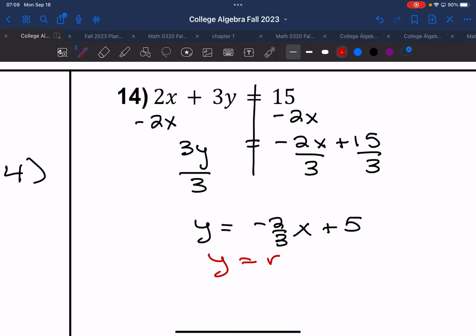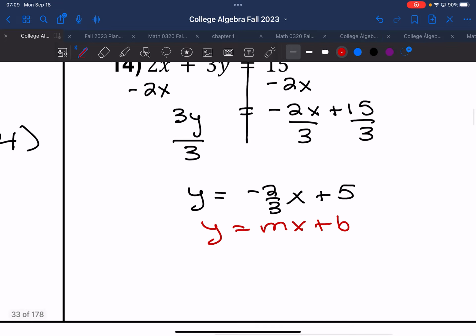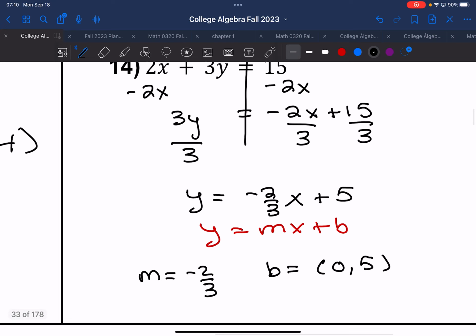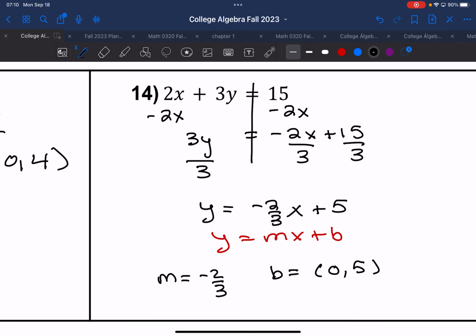Now this is in y equals mx plus b form. That tells us that our slope m is negative 2/3, and my y-intercept b as a point is 0, 5. The reason I'm telling you to put it as a point is that in the next examples, we are going to use that point and that slope to create a graph. So always write your y-intercept as a point.